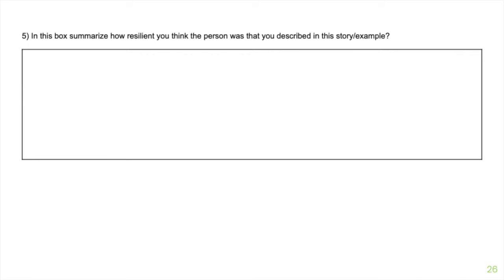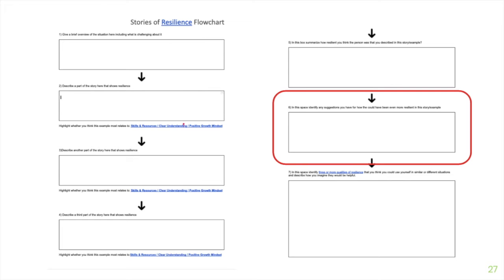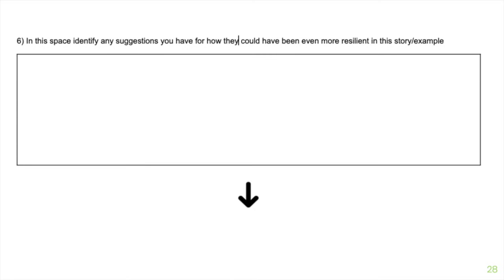In the case that I'm talking about with the steamed dumplings, it's not that serious of a problem. It's more of a short-term thing. So I would say they were somewhat resilient, but I think there are probably more meaningful examples of longer-term resilience to draw upon for people that are dealing with adversity or challenges every single day for maybe weeks or months on end. Then in the next space, you're asked to identify any suggestions you have on how they could have been even more resilient in the story or example.